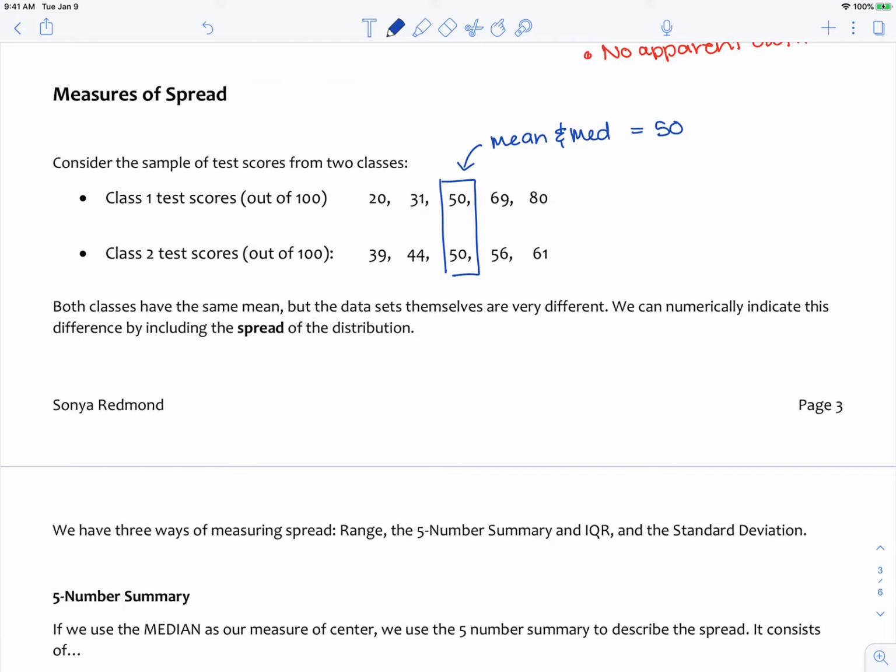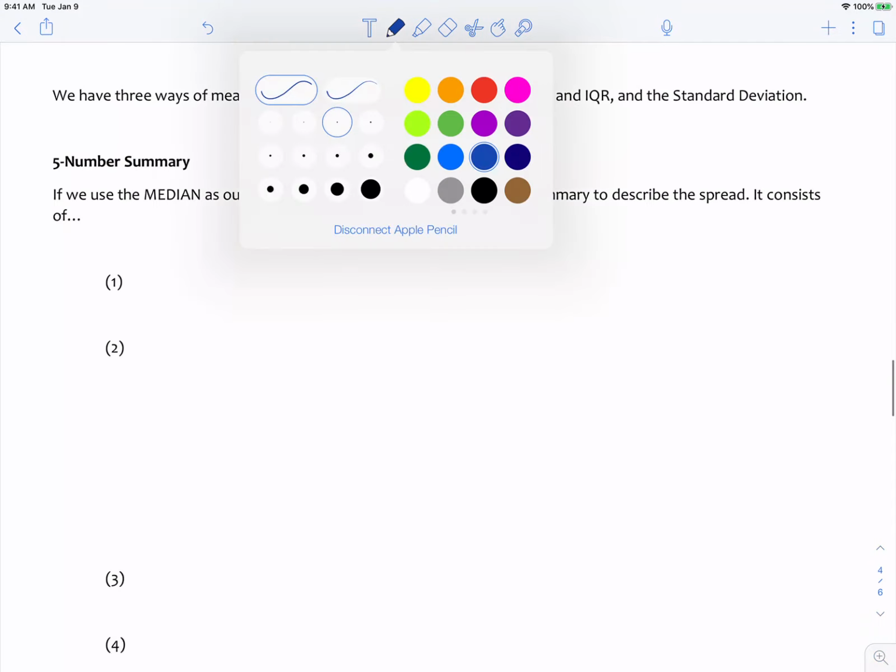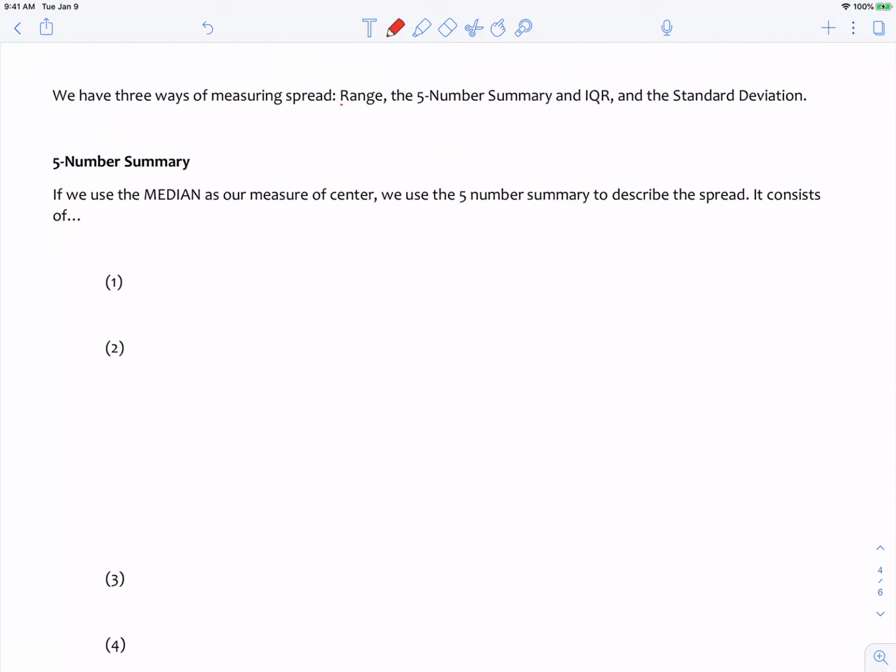So we cannot rely solely on the mean and the median to give a summary of our data sets. We also want to include information about the spread of the data, how spread out from those mean and median values our data is. And we have three main measures of spread that we'll look at in this class. The first one is the range, and this one is actually not really looked at in this class at all because it, like the mean, but even more so, is highly susceptible to skew and outliers.